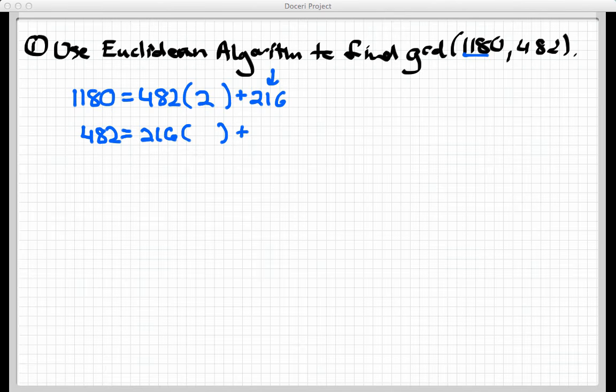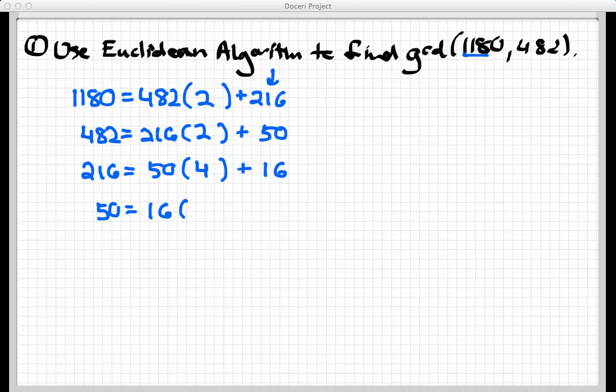Now 216 goes into 482 twice with a remainder of 50, so I'm still not done. Let's shift them over. 216 is equal to 50 times something plus a remainder. I can see that that goes in 4 times with a remainder of 16. Still not a 0 remainder, so I need to keep dividing. If I take 50 and divide it by 16, that goes in 3 times with a remainder of 2. That's still not 0, so I've got one more step to do with the Euclidean algorithm.